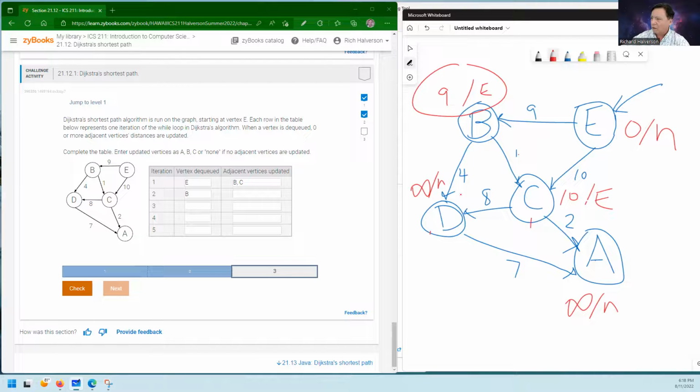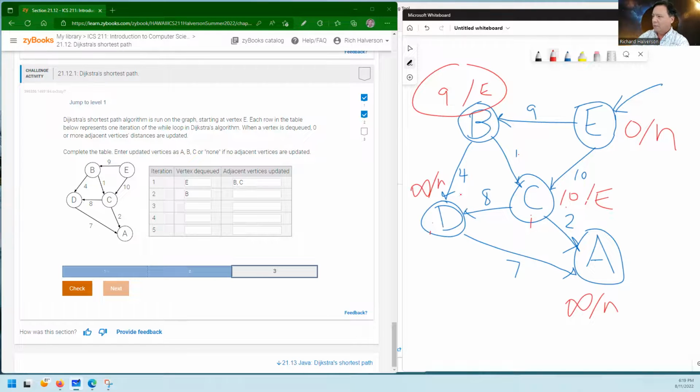So let's go to C. 9 plus 1 is 10. Is 10 less than this 10? No, it's equal to. So you can get to C by going 9 and 1, or you can go directly to C. So we don't change. We don't need to change C. So C does not get updated.